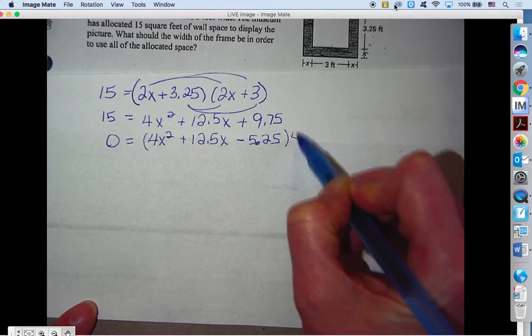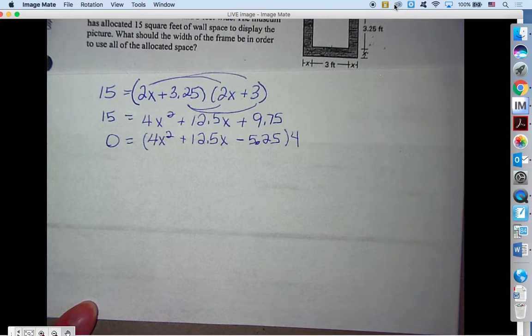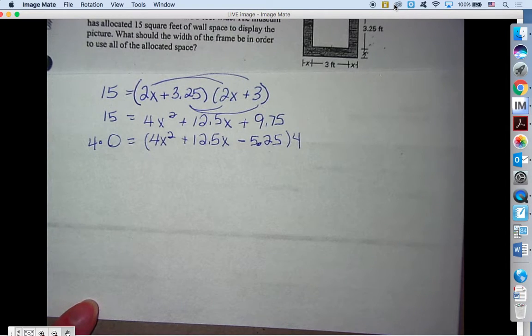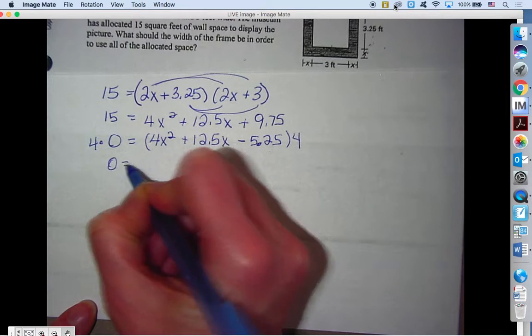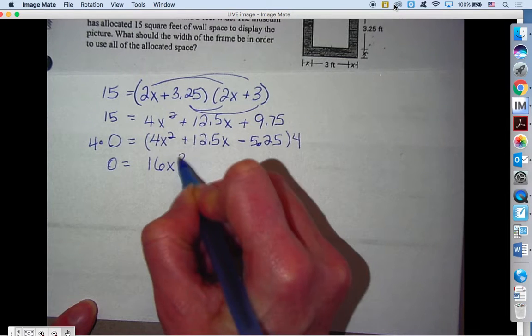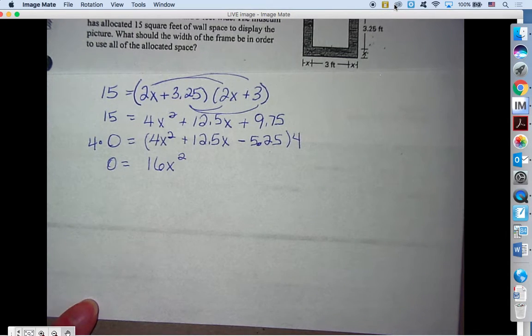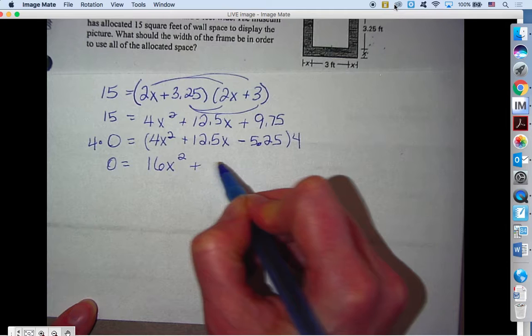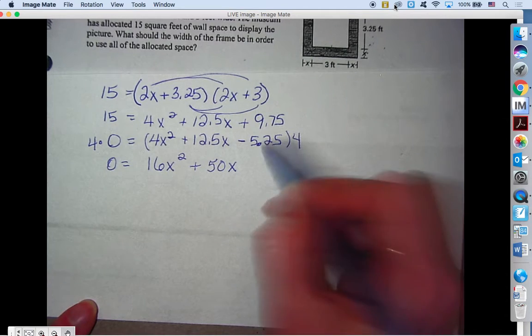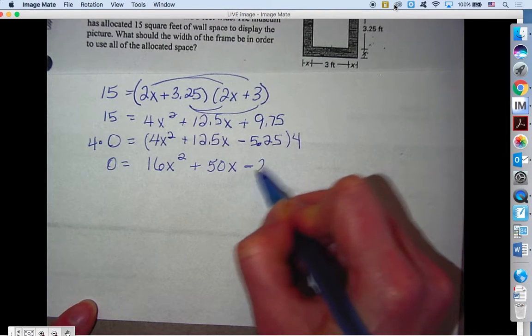Multiply it by 4. You're allowed to do anything to any problem. You can multiply it by things, or divide it by numbers, as long as you do it to both sides. So if I multiply the right by 4, I need to really multiply 0 by 4, but we know that doesn't change the 0. So that leaves us with 16x squared instead of 4x squared. What's 12.5 times 4? So 50. And then 4 times negative 4.5 is negative 18.